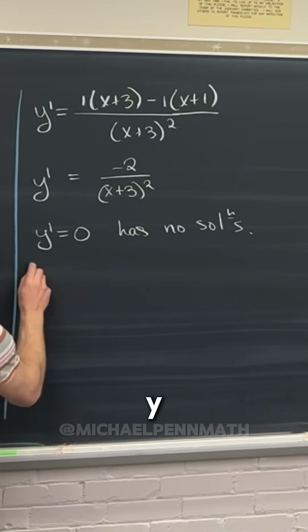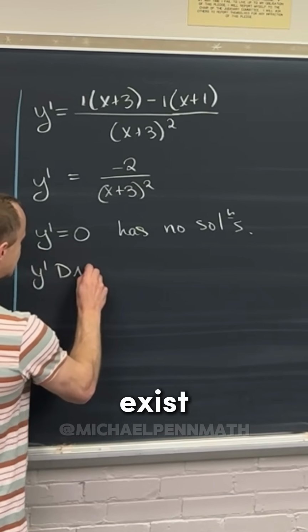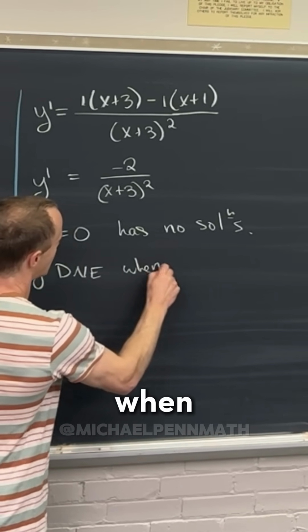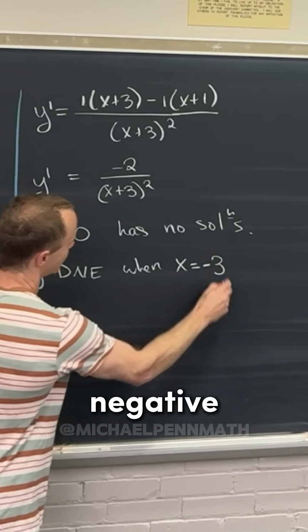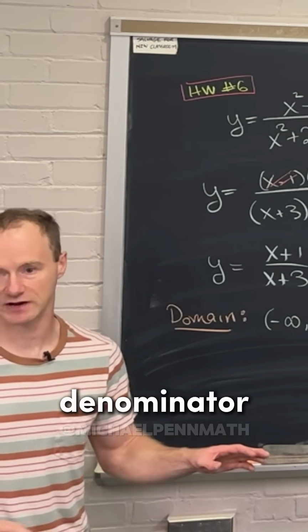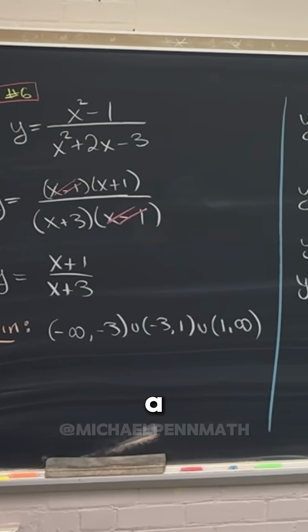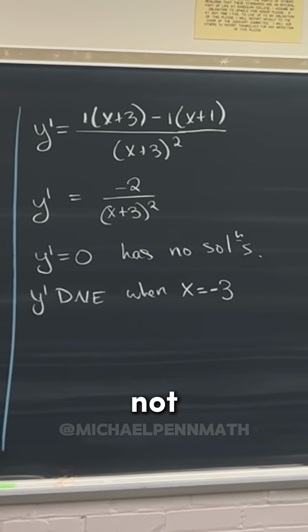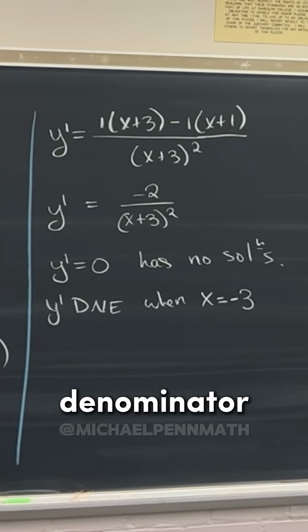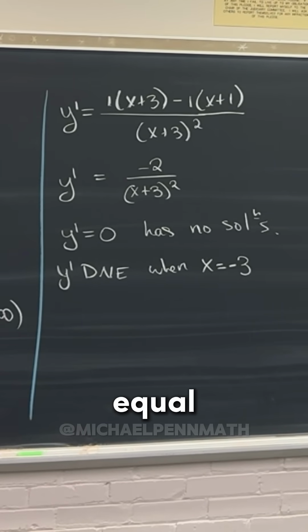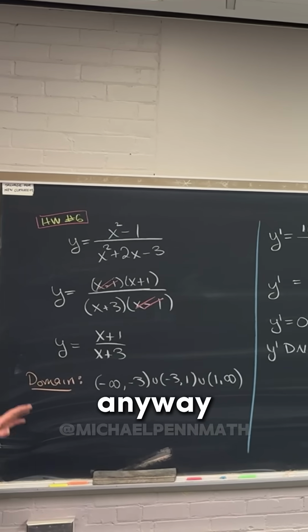And then y prime does not exist when x equals -3, because that makes the denominator equal to 0. So again, a fraction does not exist when the denominator equals 0 and the numerator does not equal 0. That's the subtle part.